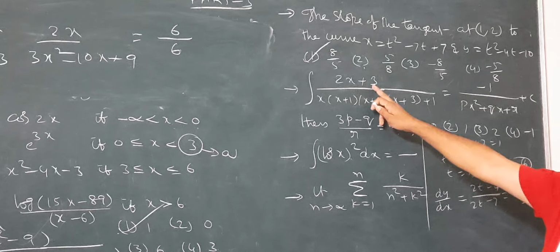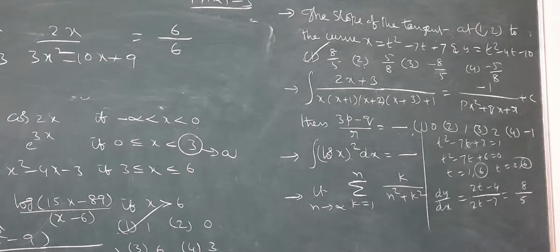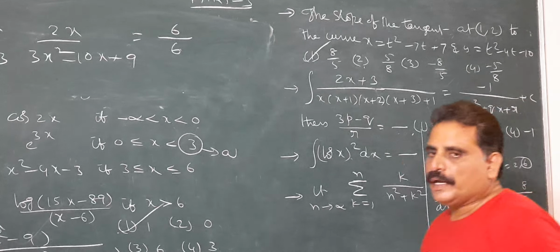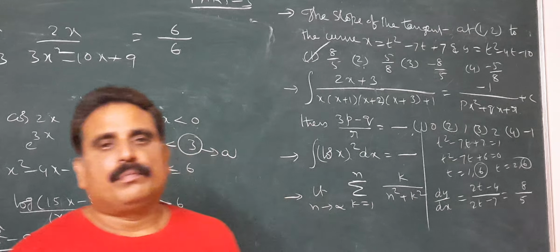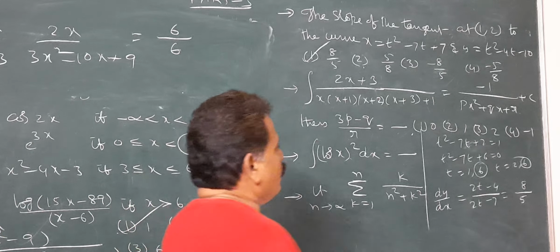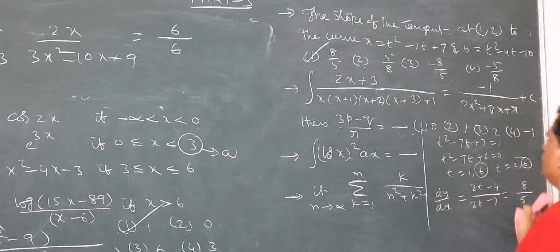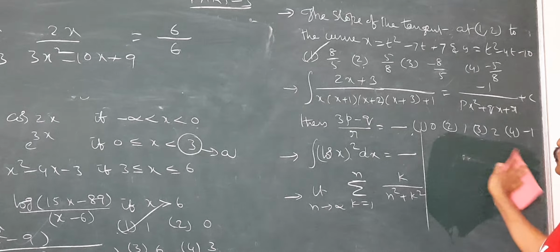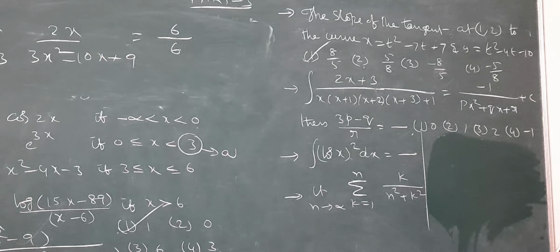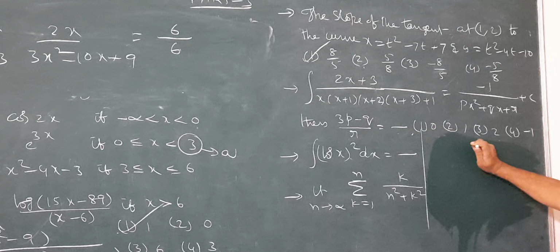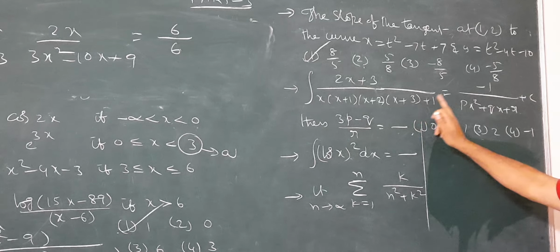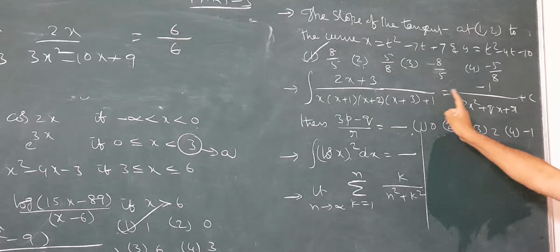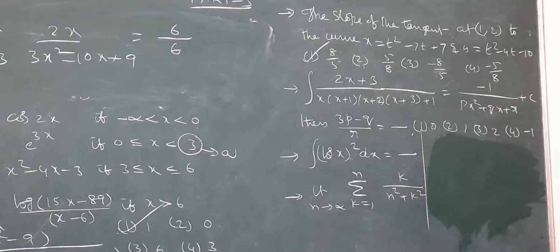Next, the integral of (2x plus 3) by x into (x plus 1) into (x plus 2) into (x plus 3) plus 1, equal to minus 1 by (px square plus qx plus r) plus c. Then we have to find (3p minus q) by r. Instead of integrating, if you differentiate both sides, directly we get the answer.